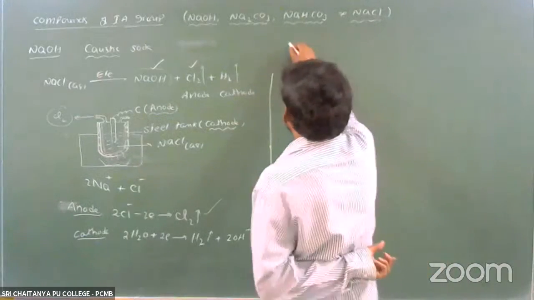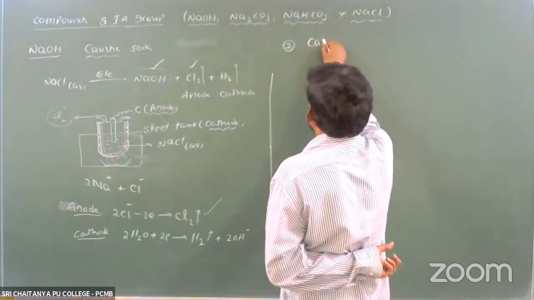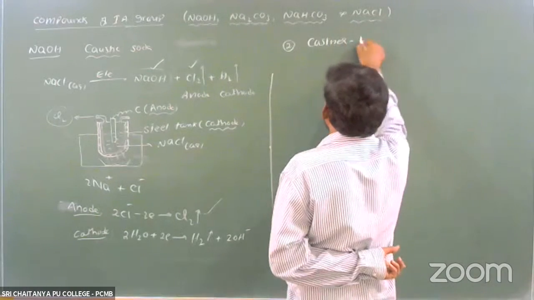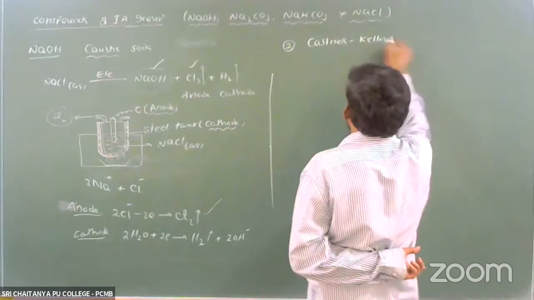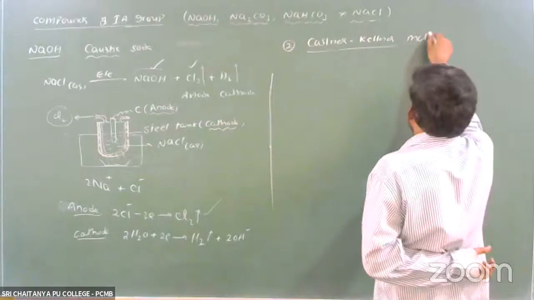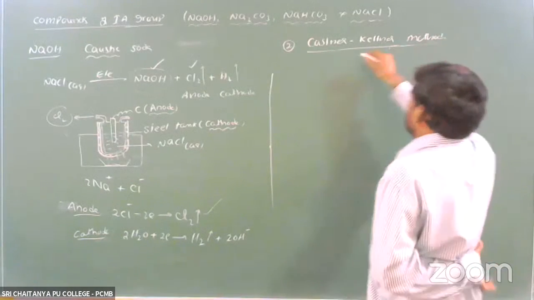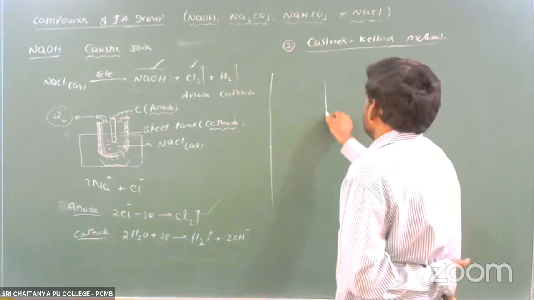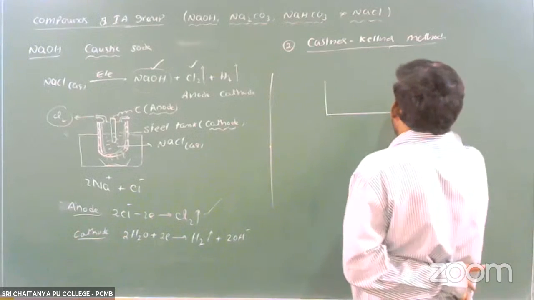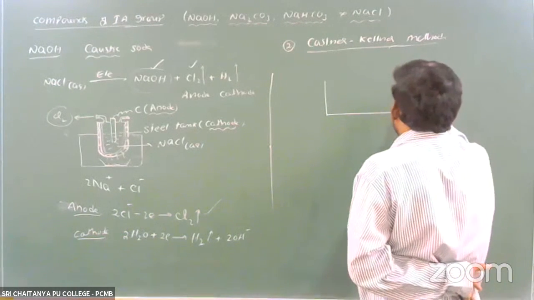The next one is the second method, the Kastner-Kellner method. In this Kastner-Kellner method, a rectangular iron tank is used as the electrolytic cell.